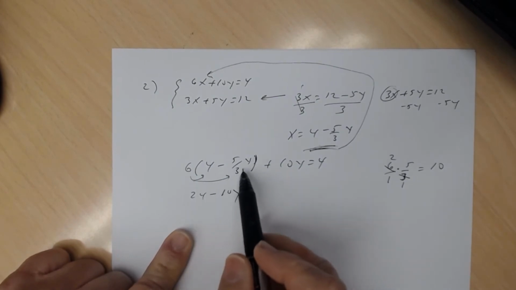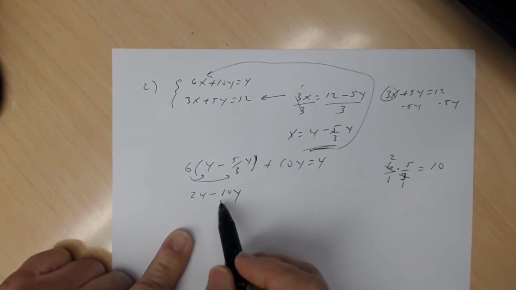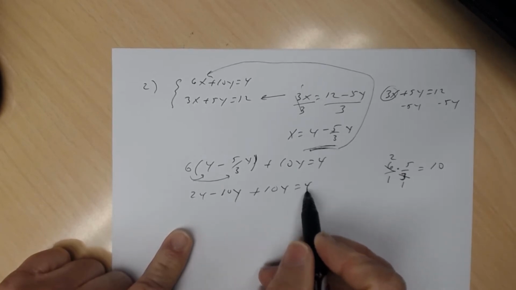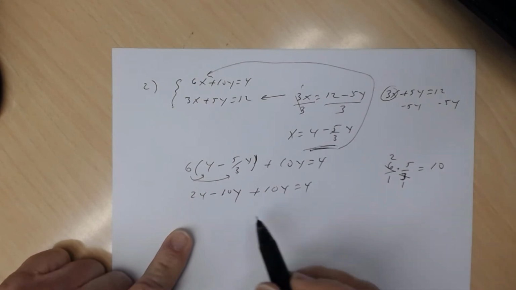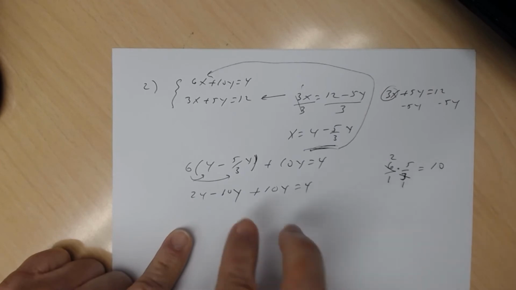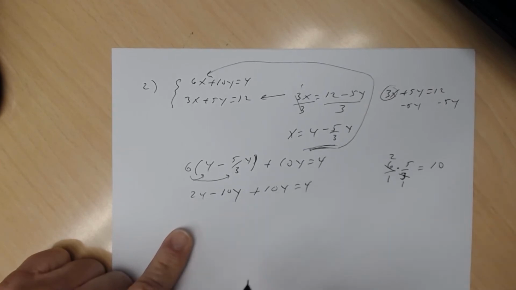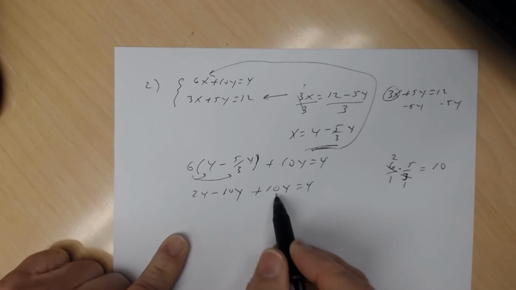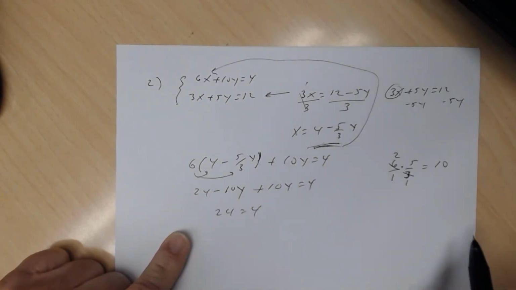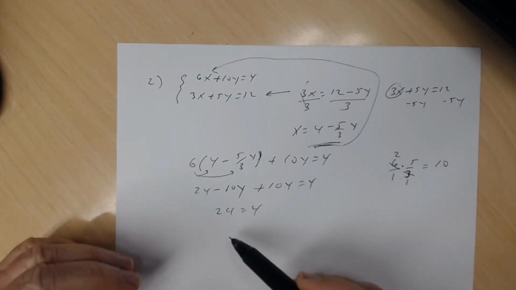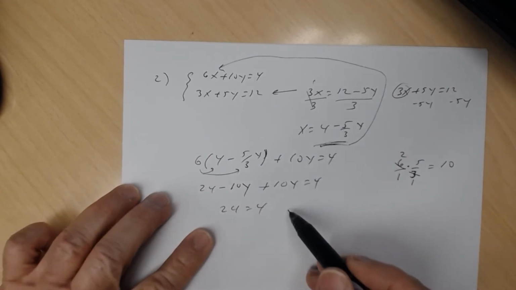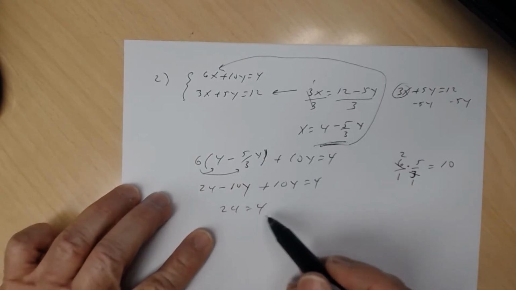So 6 times a negative 5/3 y is a negative 10y, plus 10y equals 4. All right, now notice what happens in this case. When I combine like terms, the y's cancel out, so I get 24 equals 4. Notice the y is no longer there. So 24 equals 4 is a false equation.